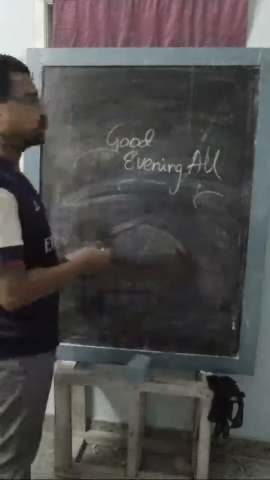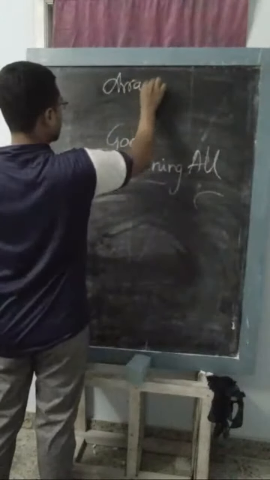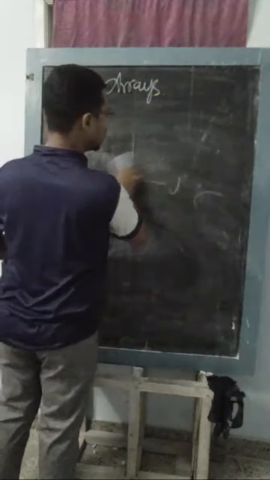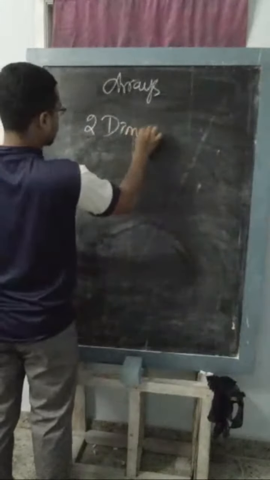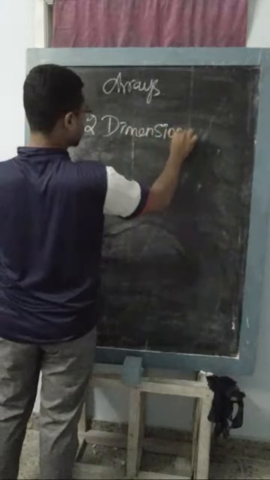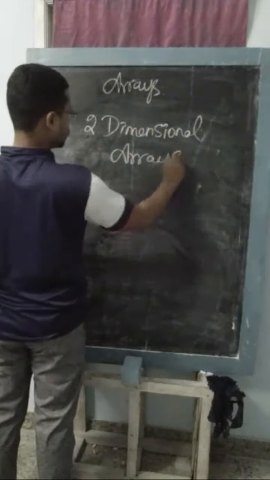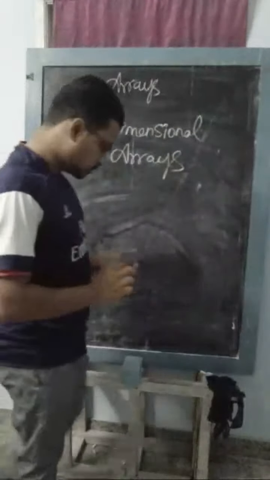So today we are going to see arrays again. In the array topic, we are going to see the multi-dimensional array. The first multi-dimensional array is the two-dimensional array. So how is a two-dimensional array possible?